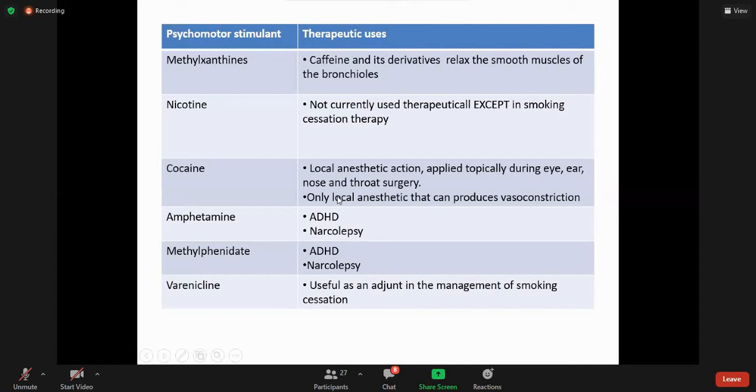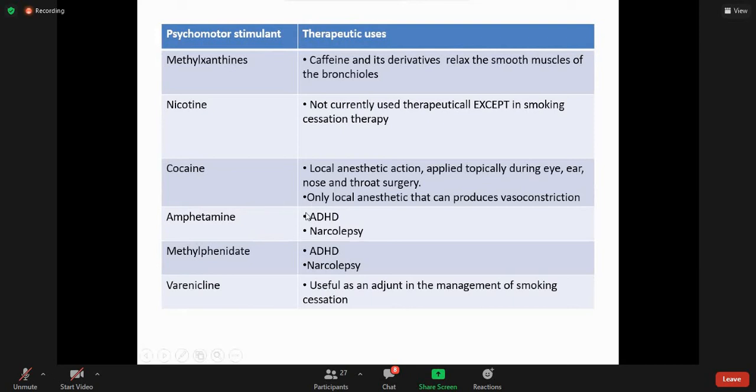If you try to recall the lecture related to local anesthetics, we told you that this is the only local anesthetic that produces vasoconstriction, right? So it is the only local anesthetic that can produce vasoconstriction. So we can clear the operative field, because when there is no excessive bleeding, there will definitely be a clear field to operate.